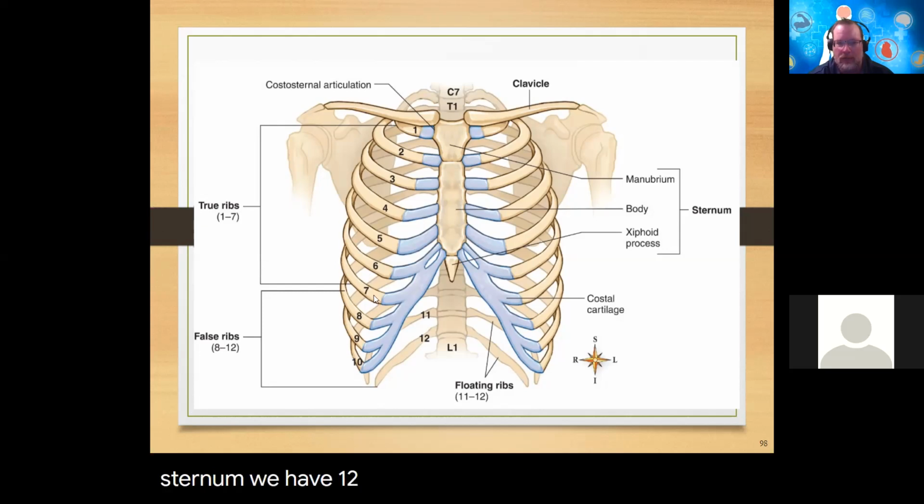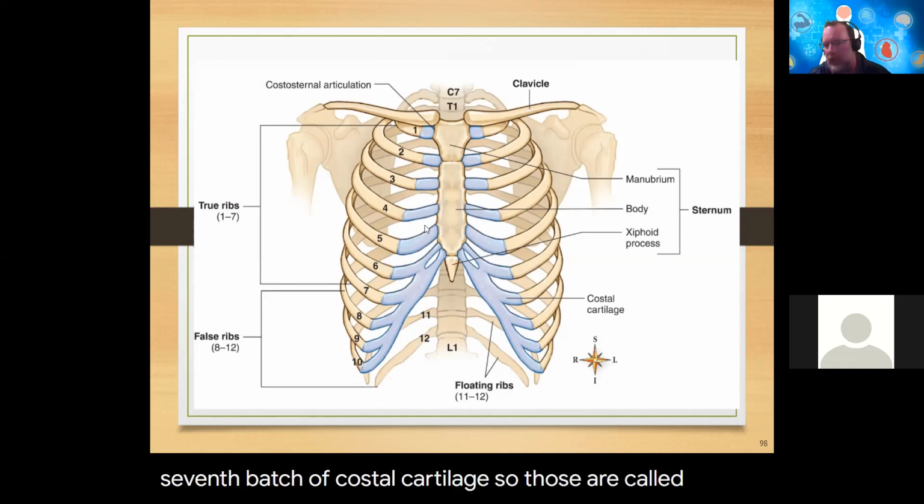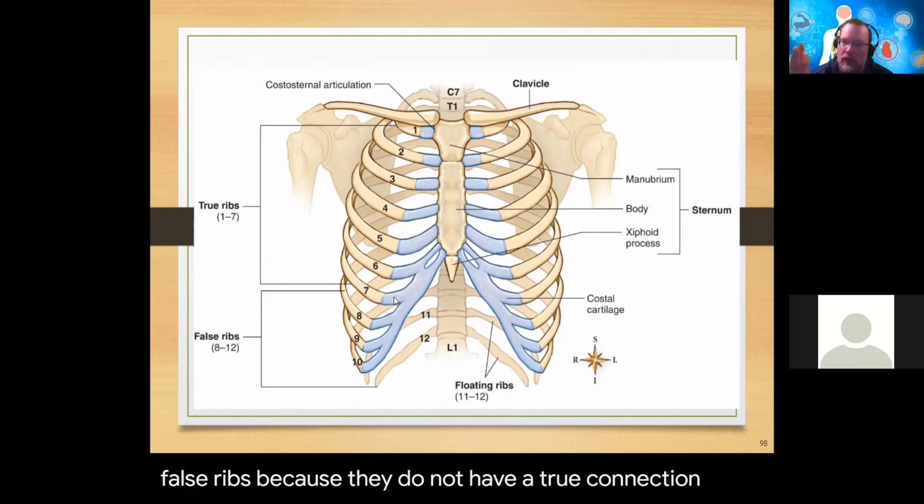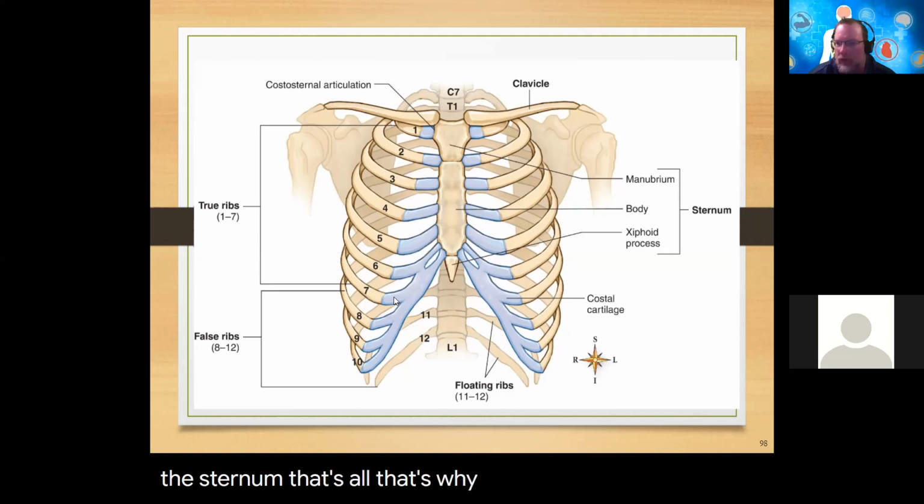We have 12 pairs of ribs, so 24 total. The first 7 pairs are called true ribs, and a true rib pair means it has its own cartilage called costal cartilage that comes in and inserts onto the sternum. So we can see 1, 2, 3, 4, 5, 6, and a 7th batch of costal cartilage. So those are called true ribs. The 8 through 12 are called false ribs because they do not have a true connection with the sternum. That's why they're called false versus true.